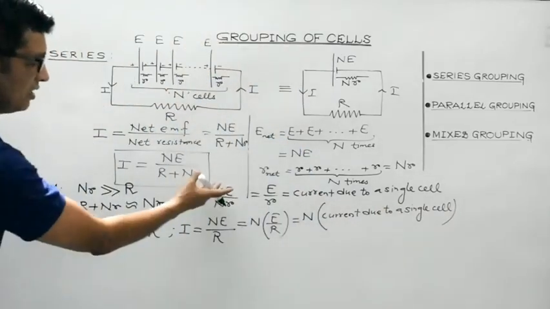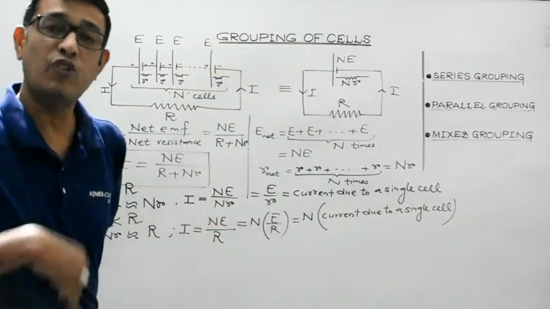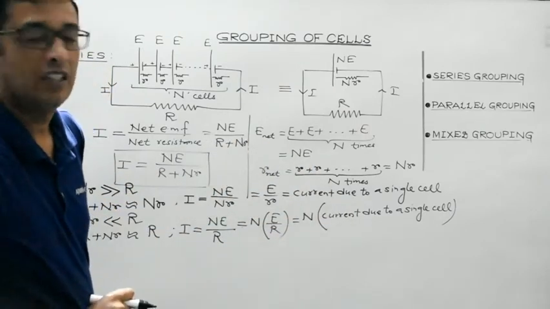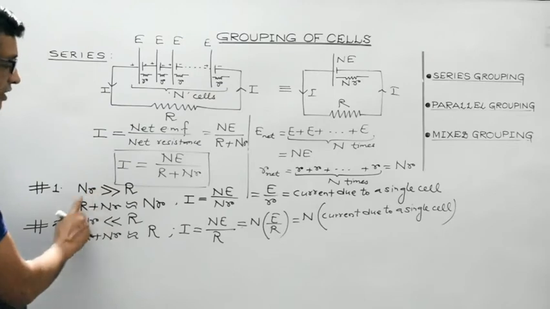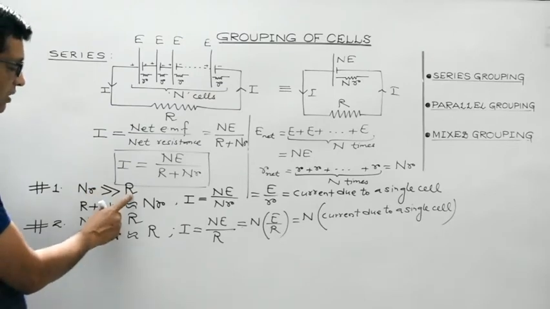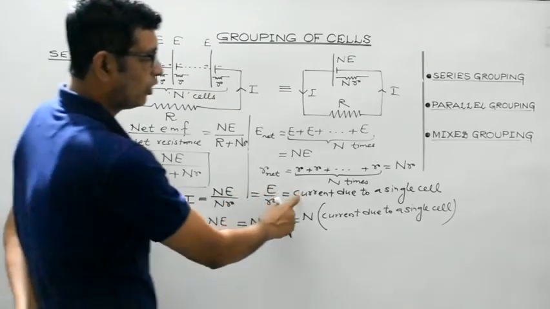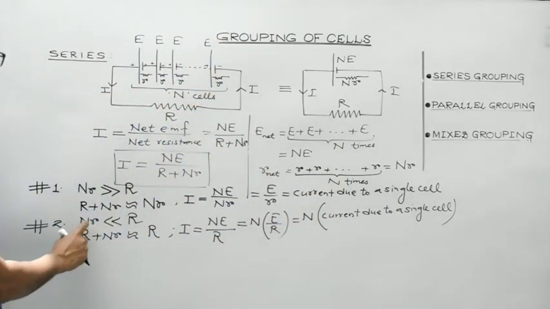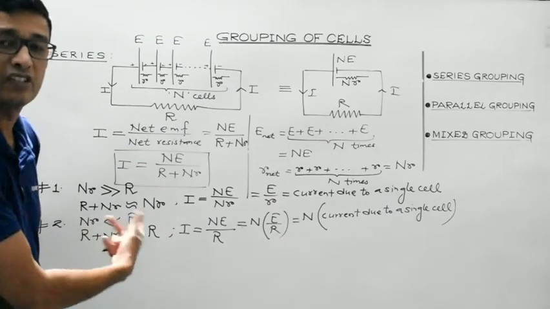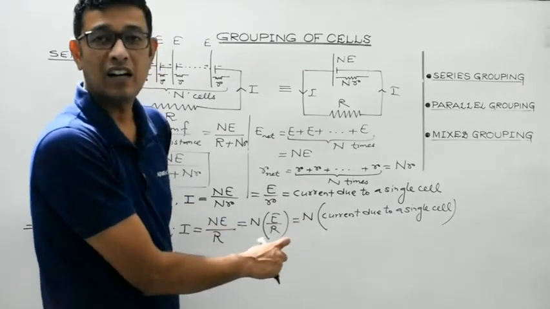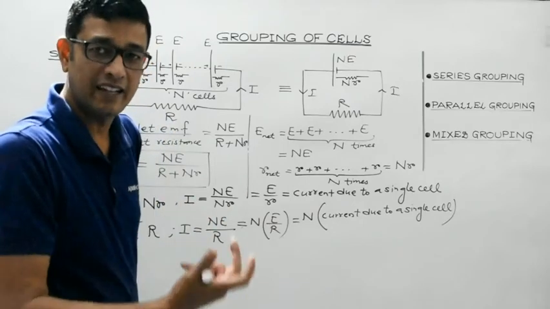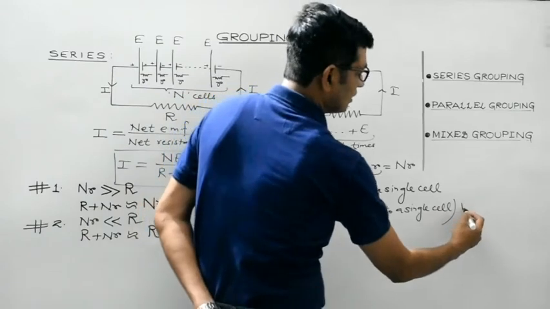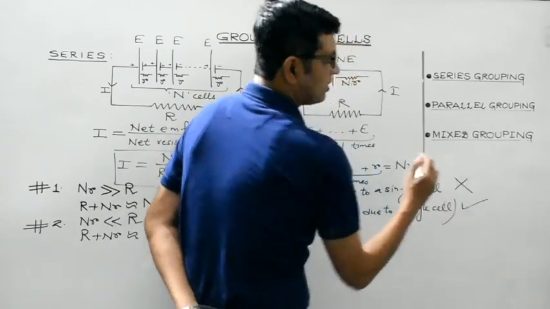So you can easily judge from these two cases which one is preferable to obtain maximum current from this circuit. In case the external resistance is negligible as compared to the net internal resistance, then we will obtain current only due to a single cell. And in case the internal resistance is negligible as compared to the external resistance, then we will obtain current which will be given by n times the current due to a single cell. So obviously this is the preferred situation, right?